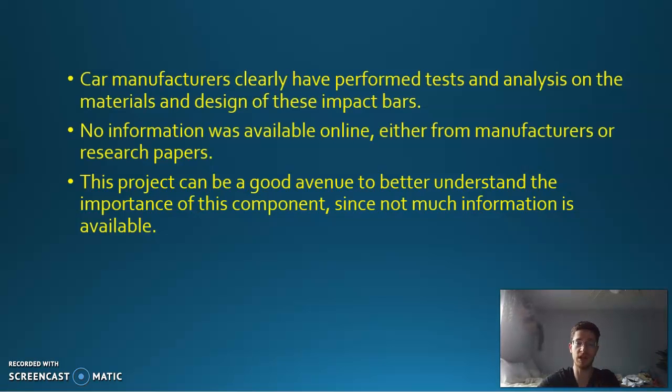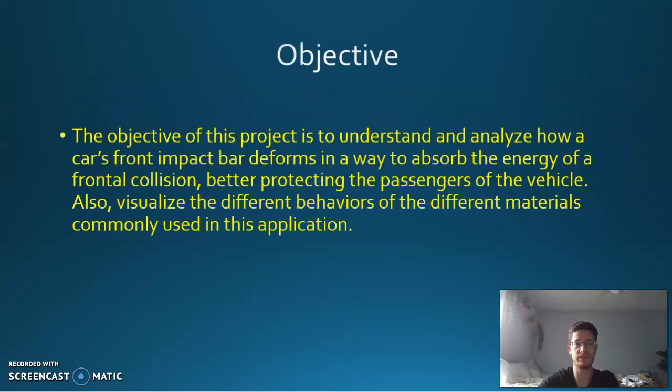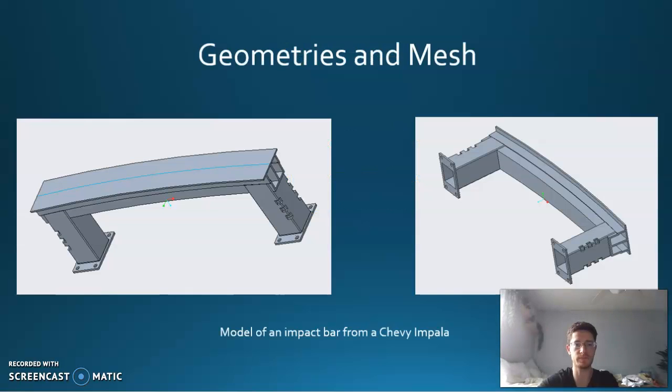Car manufacturers clearly have performed tests and analysis on those materials and the design of those impact bars. However, I wasn't able to find much information online, either from the manufacturers themselves or any research paper. So this project can be a good avenue to better understand the importance of this component since not much information is available. The main objective is to understand and analyze how a car's front impact bar deforms to absorb the energy of a frontal collision, which better protects the passengers of the vehicle, and also visualize the different behaviors of the different materials commonly used in this application.